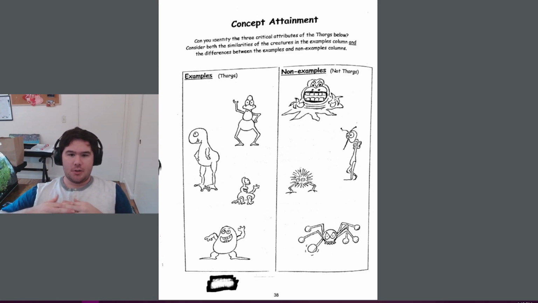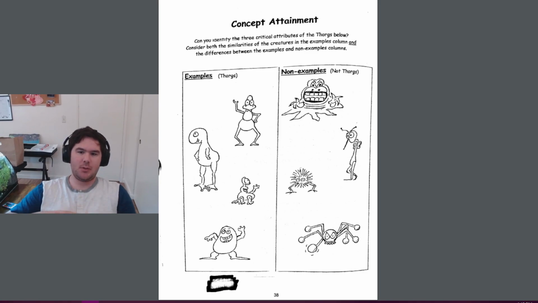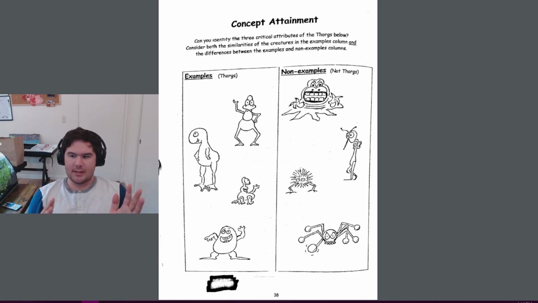So here, our task is to identify 3 critical attributes of the Thorgs. Below, consider both the similarities of the creatures in the example column and the differences between the examples and non-examples in the columns. So here, basically what you have to do is figure out what separates the Thorgs from the Not Thorgs. Some assumptions that I have are, hopefully, that there are 3 different critical attributes I can identify. I'm assuming that they're physical and that they're visible. I will be able to find them. So I'm making the assumption that there are 3 distinct attributes that separate these.